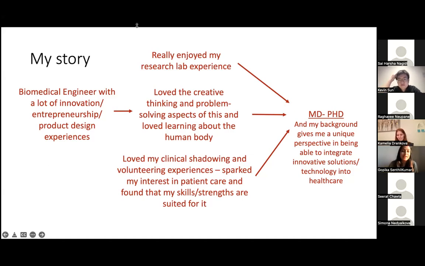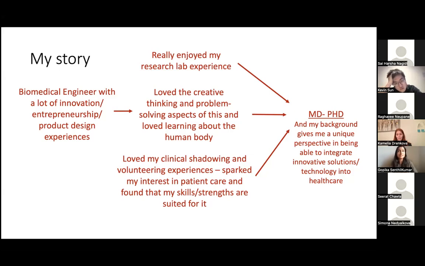So for the rest of it, I was hoping to tell you how I framed my story. I think when you start writing your application, it's a good exercise to put down something like this on paper. When I started undergrad, I didn't know for sure that I was going to apply to medical school, and I didn't even know what MD-PhD was.